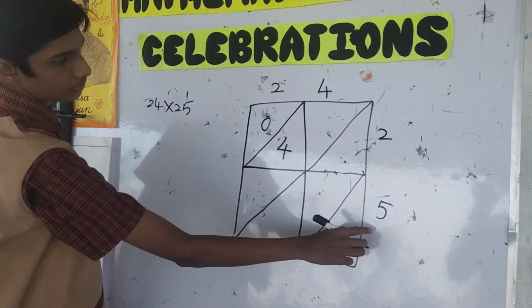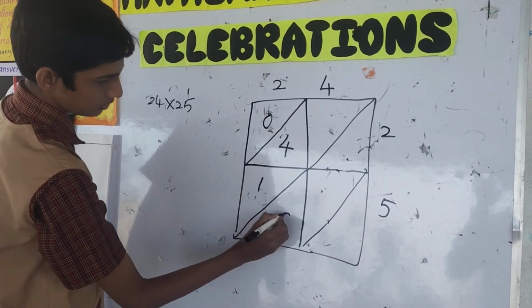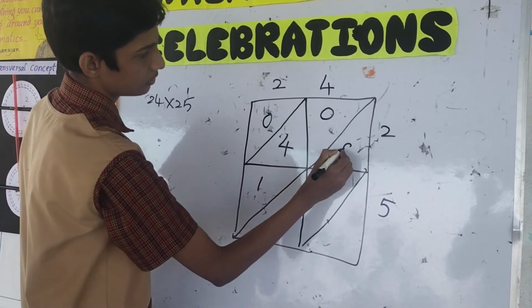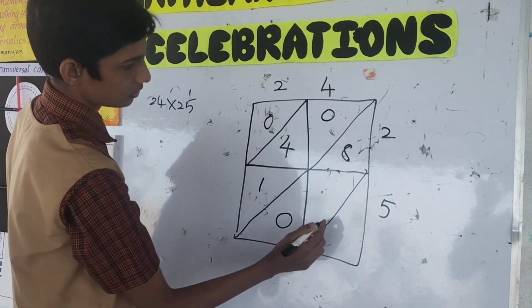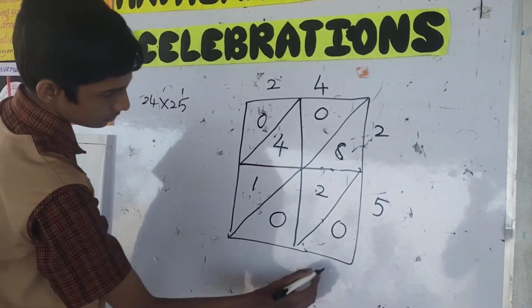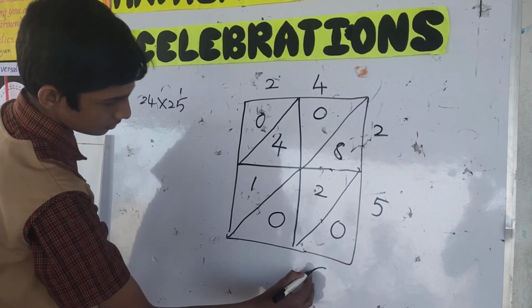And next 5 and 2. We get 10. And next 4 and 2. That's 8. And 4 and 5. That's 20. And now we should add the numbers which are in between the 2 diagonals.